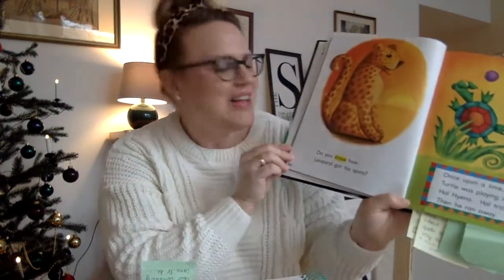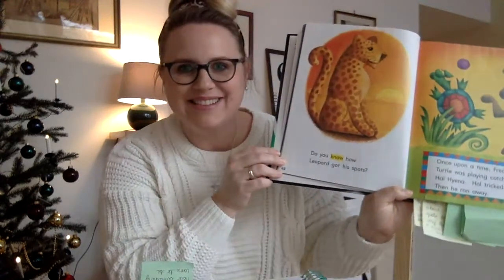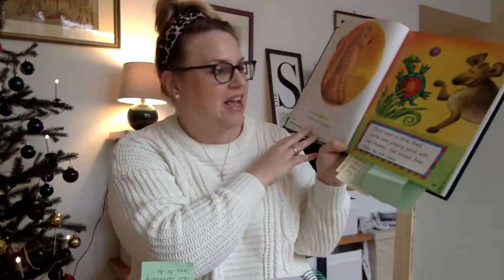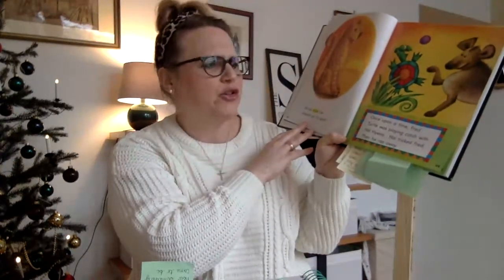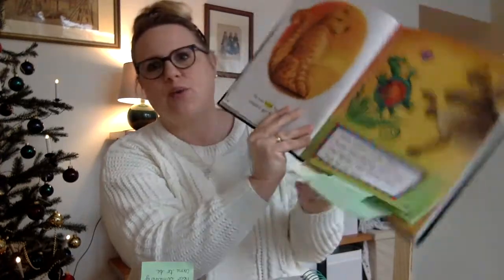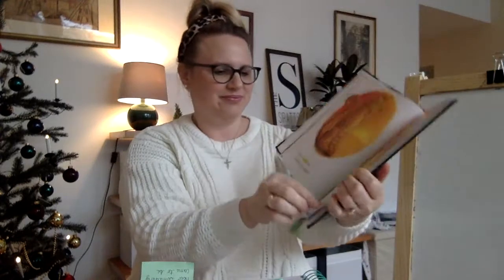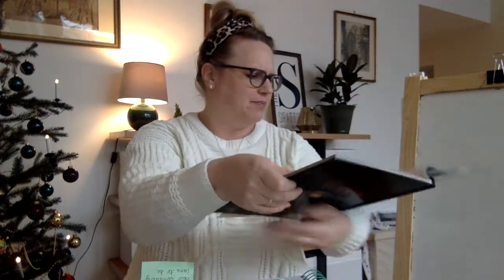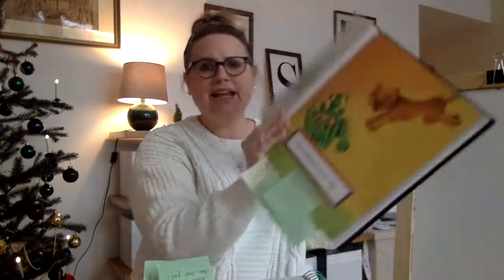All right. This says, do you know how Leopard got his spots? Once upon a time, Fred Turtle was playing catch with Hal Hyena. Hal tricked Fred. Then he ran away. Fred felt very sad. He called out for help. "Help! I am stuck in the plants," he yelled.